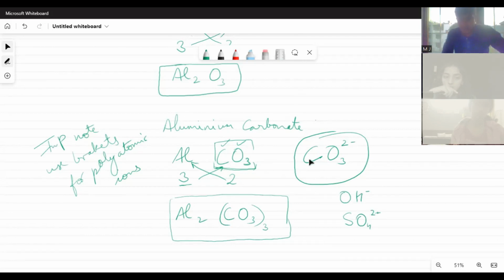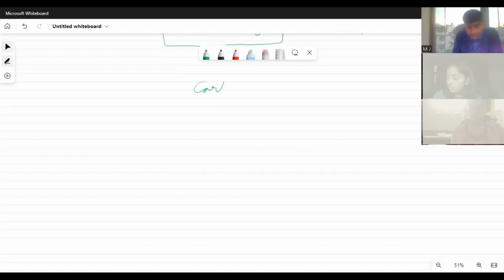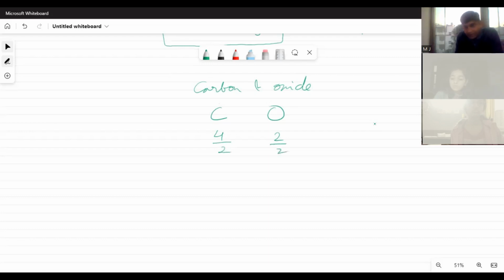Okay, let us do some more examples for carbon and oxide. C and O. Carbon has got valency 4, oxide has got valency 2. Whenever you are faced with such a situation where you have got valencies which can be divided by any common number, we will divide and reduce them to their simplest form. So both of them can be divided by 2. So we divide, then we cut it, and we write it in their simplest form. So now what we have got is 2 and 1. So 2 will go to oxygen and 1 will cross over to carbon. So C1O2. One we don't write, so simply we will write CO2, carbon dioxide.